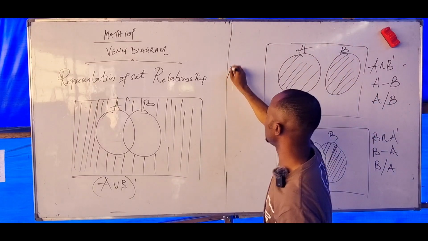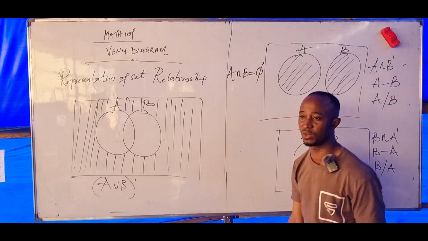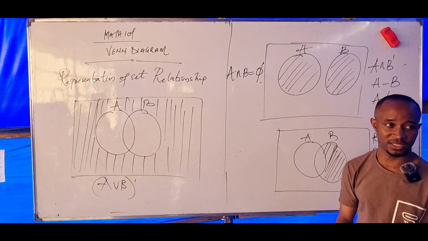This simply means A intersection B is equal to a null set. What's a null set? An empty set. Are you getting the concept now?